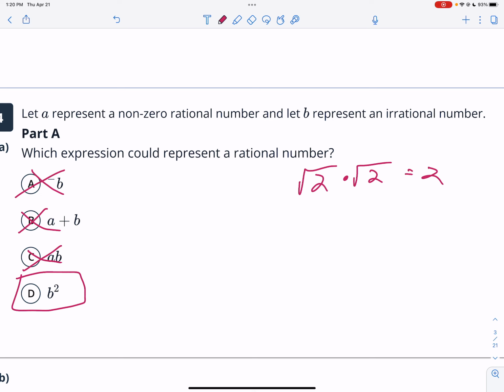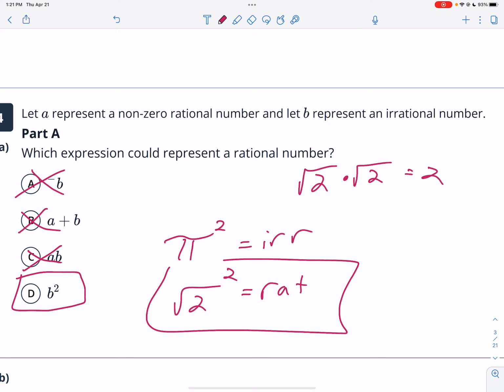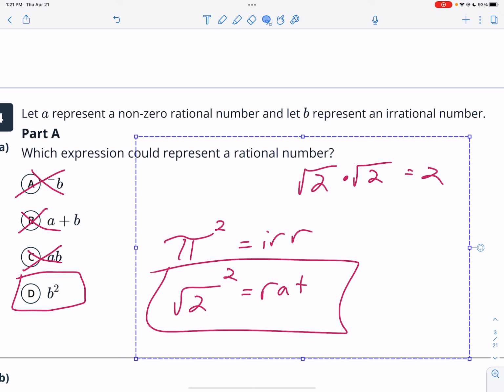Because we don't know what A and B are, we want to open up the possibility that this could happen. It doesn't mean that it always happens. Like pi squared is irrational, but square root of 2 squared is rational. So the existence of one possibility means that this could happen. And the reason we have this is often for proofs, because if I can find a single example, I cannot use it for a proof of something that always works. Okay?